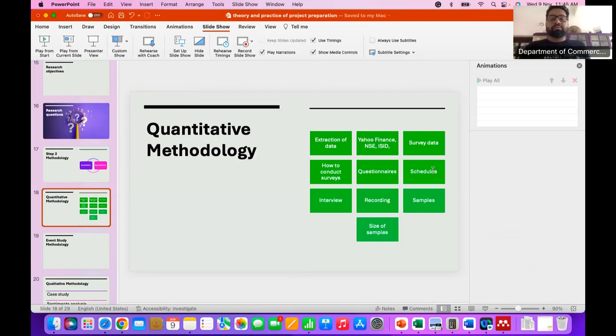For questionnaires, schedules, and how to conduct surveys, interviews, and recording samples, you can consult your supervisor. You can also get data from paid databases as well as some free databases: Yahoo Finance, where you can download data sets, NSE, ISID database, Bloomberg database, etc.